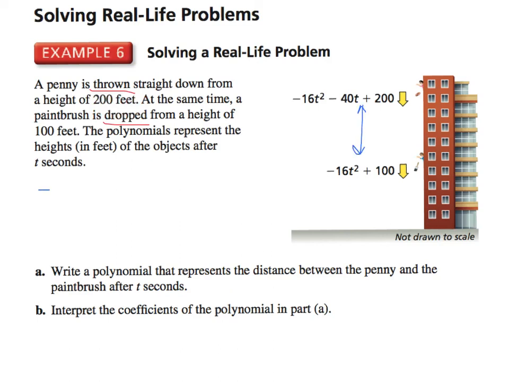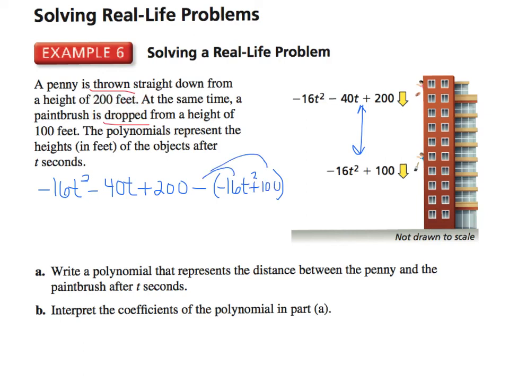So this would just be negative 16t squared minus 40t plus 200 minus, and you must, when you subtract more than one term, you must have parentheses. So please make sure parentheses are written down, or parentheses, how I sometimes call them. So that would be negative 16t squared plus 100.